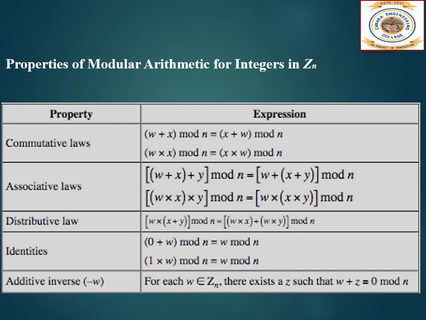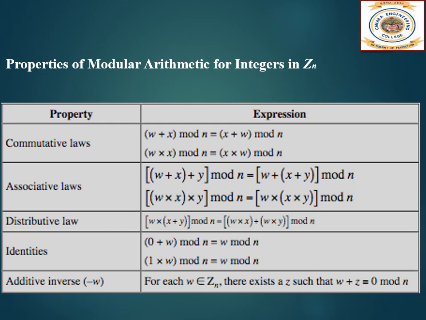Then comes the distributive law, that is, w into x plus y mod n is w into x plus w into y mod n. Identities: 0 plus w mod n will be w mod n, and 1 into w mod n is w mod n. Then the additive inverse, that is minus w. For each w belonging to Zn, there exists a z such that w plus z is 0 mod n.